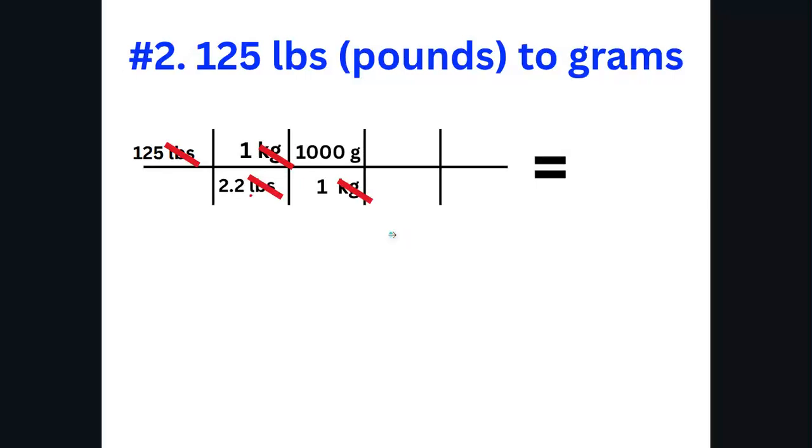So now we multiply everything across the top. 125 times 1 times 1,000 grams gives me 125,000 grams. Now we multiply everything across the bottom. 2 2/10 times 1 gives me 2 2/10. Now I just divide. 125,000 grams divided by 2 2/10 gives me 56,818 and 18 hundredths of a gram.